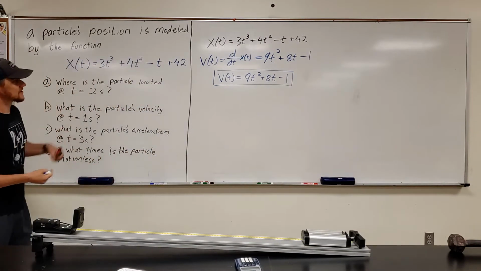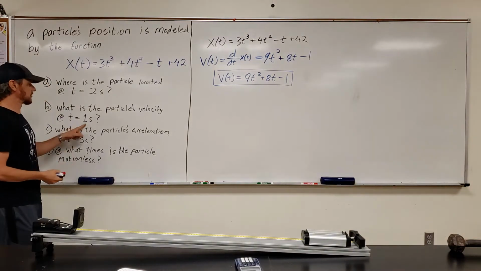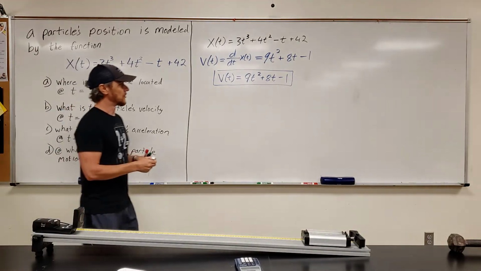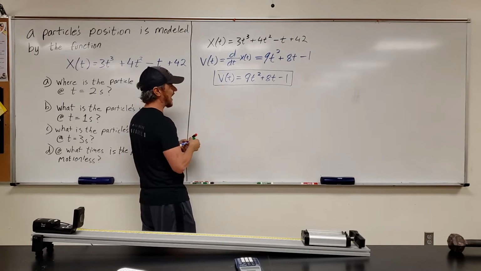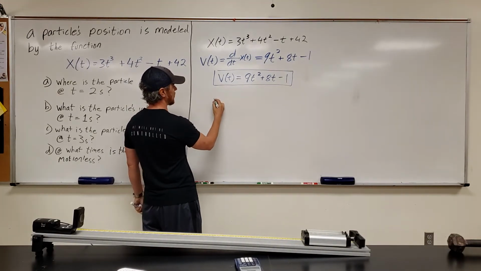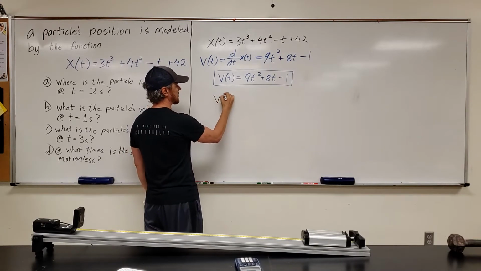But the question didn't ask what the velocity function was. The question asked what the velocity of the particle is at t equals 1 second. So I actually have to evaluate my velocity function at t equals 1 second. So I just say my velocity at t equals 1 second.